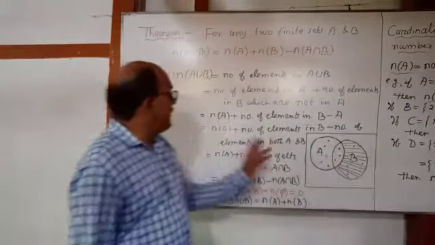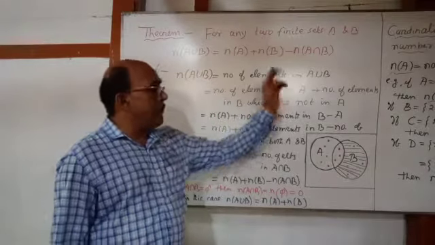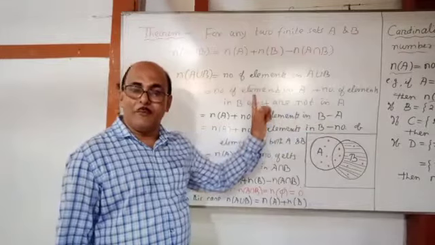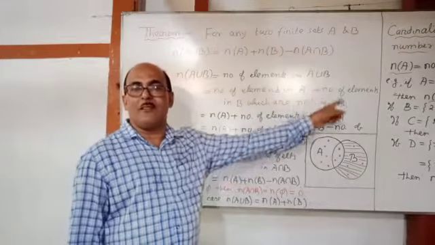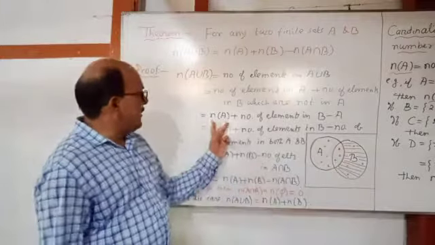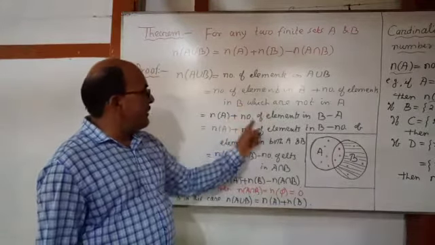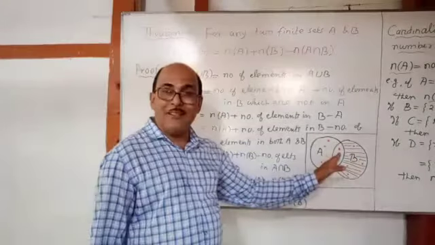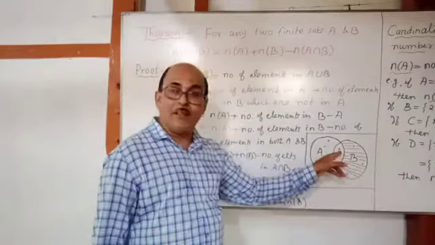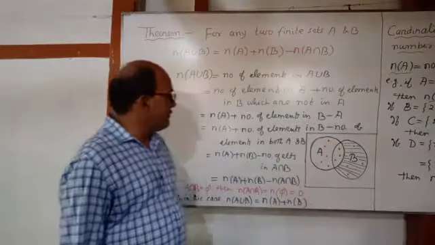That's why the number of elements in A union B ultimately becomes the number of elements in A plus the number of elements in B which are not in A, that is, which are not common to both the sets. So it is n(A) plus the number of elements in B minus A. See, this shaded portion is B minus A, meaning elements in B but not in A, that is, not in A intersection B.